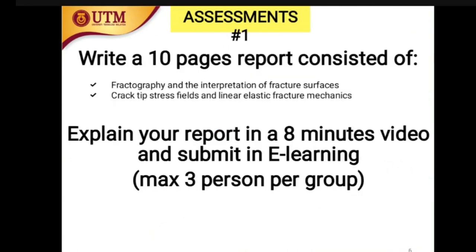Okay, right. So this is your assignment, your assignment number 1, right? 10 pages report consisted of these 2 topics. So in your report, it should consist these 2 topics, only 10 pages. And then you have to, what we call, present your report in 8 minutes video. So it's up to you. You can do videos, you can do maybe like slideshow. Okay, and then maybe whatever, short movies, explaining your report in around 8 minutes. If you want to do 20 minutes, it's up to you, but the minimum time is 8 minutes. And then maximum 3% per group, okay?